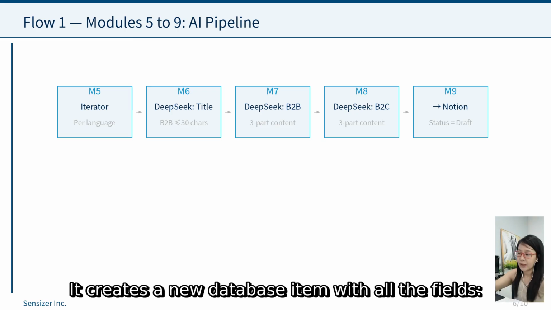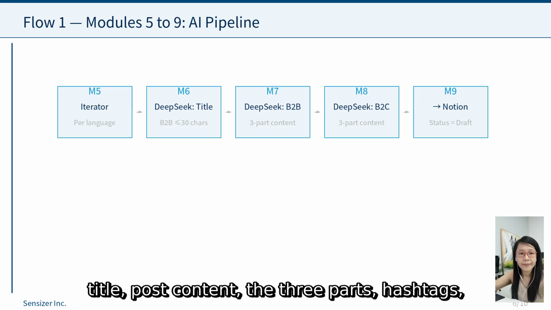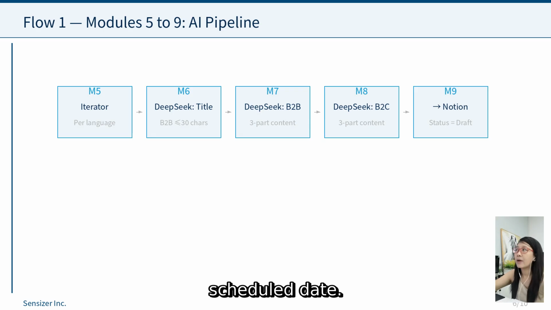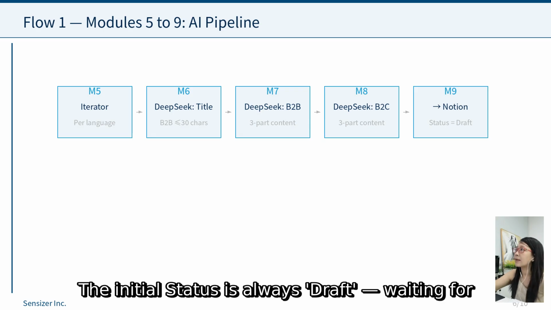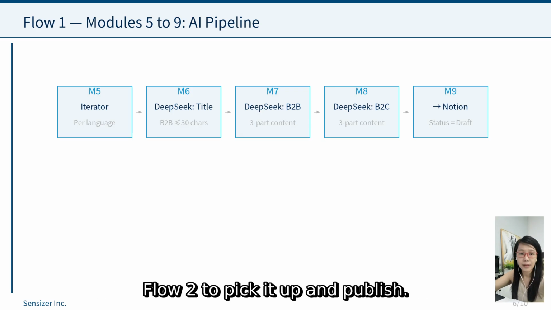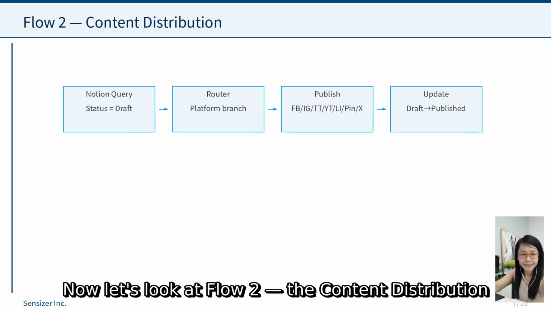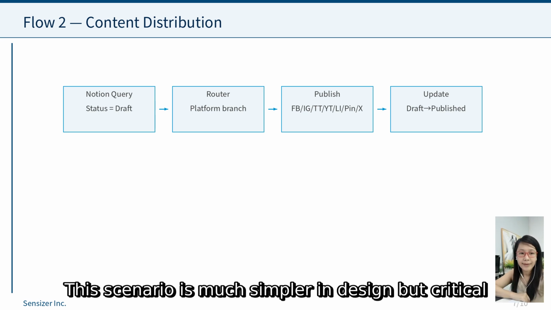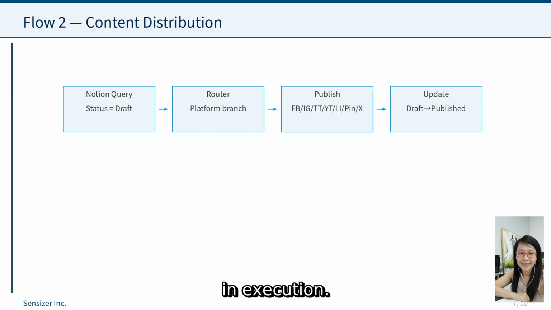It creates a new database item with all the fields: title, post content, the 3 parts, hashtags, platform assignment, status set to draft, and the scheduled date. The initial status is always draft, waiting for Flow 2 to pick it up and publish. Now let's look at Flow 2, the content distribution pipeline. This scenario is much simpler in design but critical in execution.